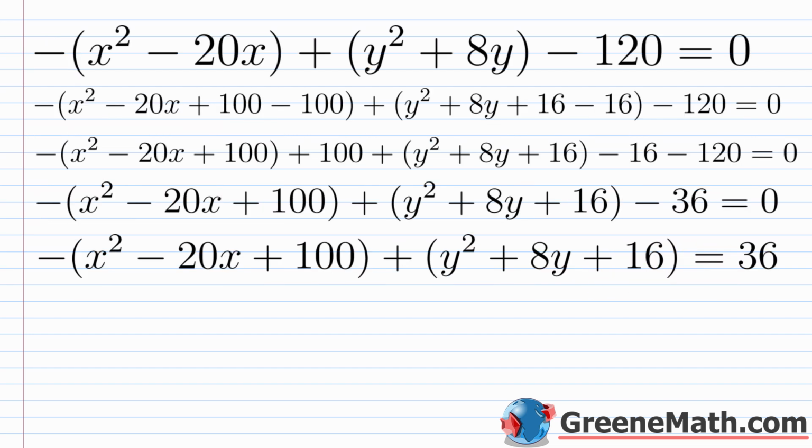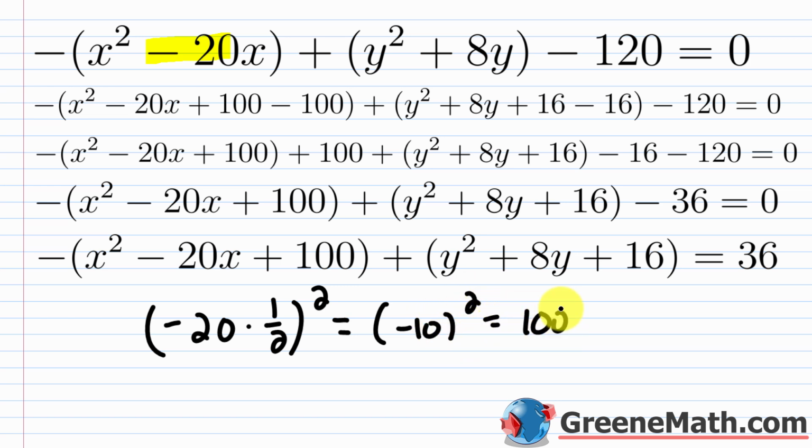Okay, so completing the square, again, you're taking 1/2 of the coefficient of x raised to the first power, and you're squaring that. So you say negative 20 times 1/2, and then we're going to square that. So negative 20 times 1/2 is negative 10. So this is negative 10 squared, which is 100. So that's why we're adding and subtracting 100 inside the parentheses. So plus 100 and then minus 100.